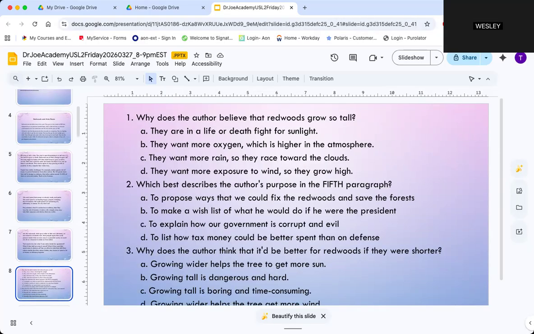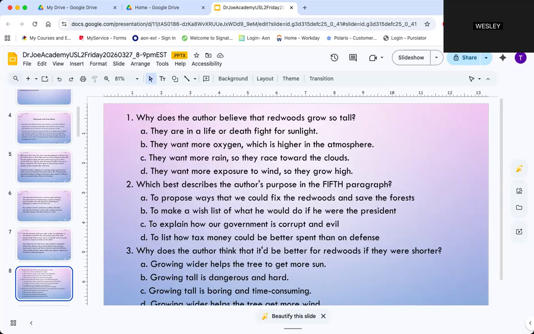So let's now go and answer the questions. Number one, why does the author believe that redwoods grow so tall? Read the answers out loud. Since it's just you, you can read it out loud and then answer.